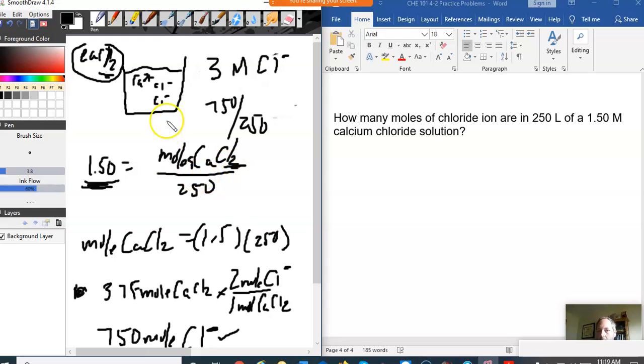So what would the molarity of the calcium ion be? The 6? No. So just the calcium ion. Since I only have one of them, it's going to be that 1.5. Yeah, okay. That's what I thought. Okay. Good.